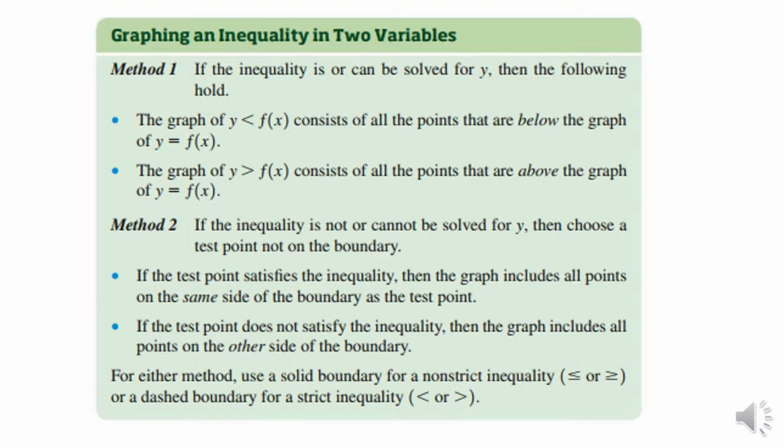To graph an inequality in two variables, then we will determine the boundary, whether it's dotted or solid, and then we will look at determining the half plane. There are two ways to do it. One way is if you put it in the y-intercept form described here, and the other way to solve it is if you use a test point here.